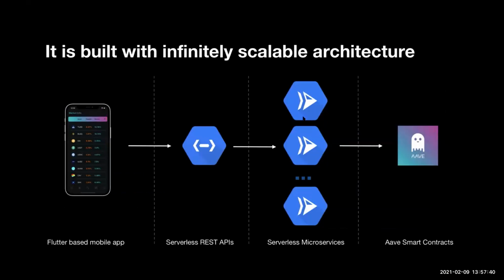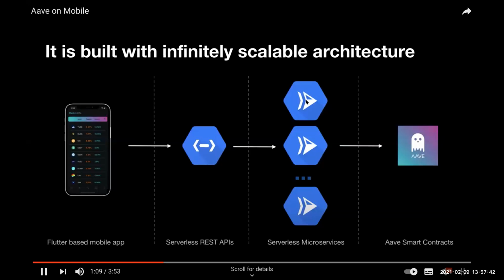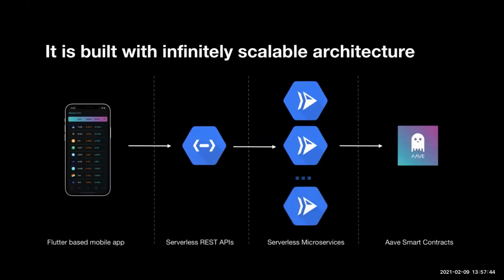Now, it is built with an infinitely scalable architecture. We have built the Aave REST API from scratch. Each API endpoint talks to a microservice, which is also serverless, and that microservice talks to the Aave smart contract. And because everything is serverless, it is infinitely scalable, so it can be scaled up to the global level.